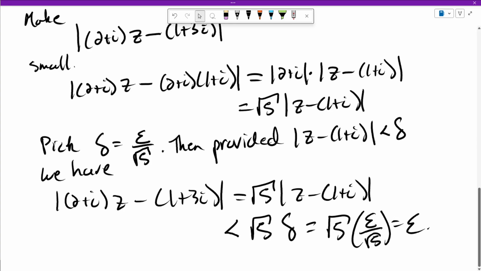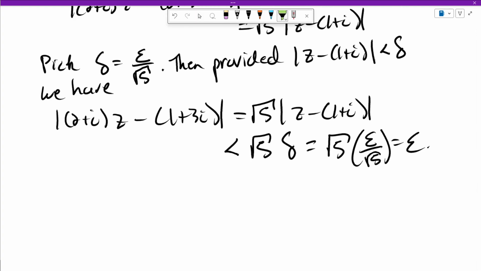So no matter how close you want to be in outputs, you pick your closeness parameter epsilon. As long as your inputs are within epsilon over root 5 of 1 plus i, our outputs will be within that closeness parameter. So anyways, that is the bones of an epsilon-delta proof. We didn't write it super formally, but that's the idea of how it works.